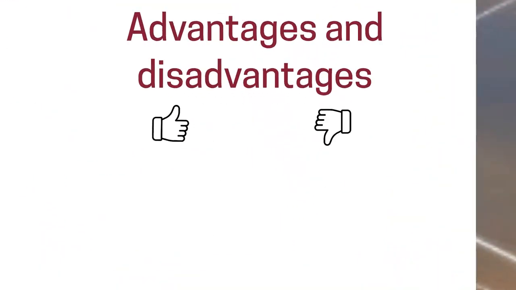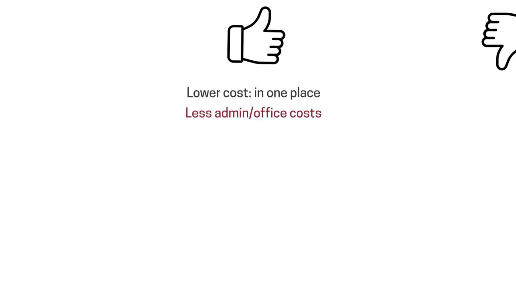Well, firstly, as I've already referenced, it's seen as lower cost because everything is in one place. So let's think about the administrative costs and the office costs. Well, we don't suddenly have multiple office costs because it's all come together in one shared service center. And so we have less administrative costs because all the information doesn't have to be passed around the world or have different teams perhaps working on duplicate documents.